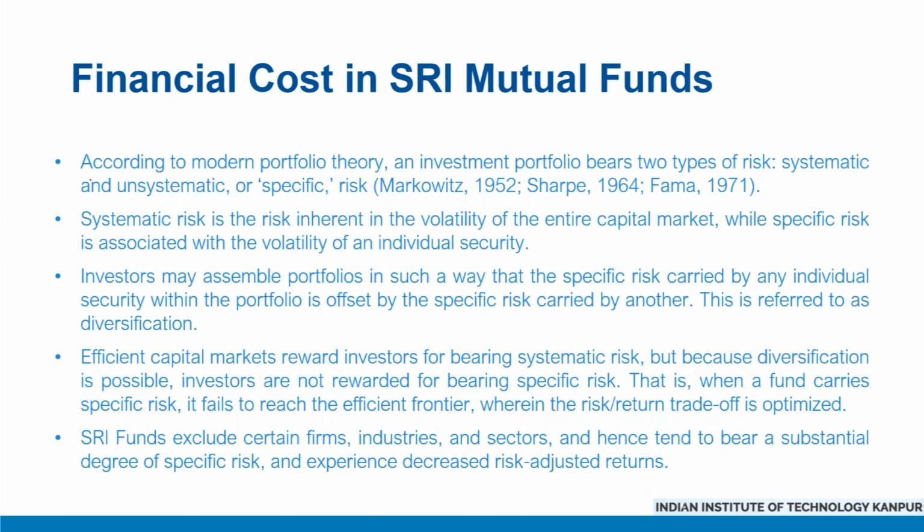According to modern portfolio theory, an investment bears two types of risk: systematic and unsystematic risk, or specific risk. Systematic risk is the risk inherent in the volatility of the entire capital market, while specific risk is associated with the volatility of an individual security. Investors may assemble portfolios in such a way that the specific risk carried by an individual security within the portfolio is offset by the specific risk carried by another. This is referred to as diversification.